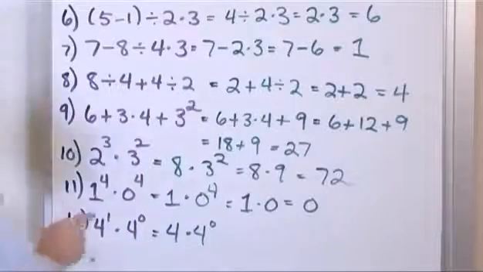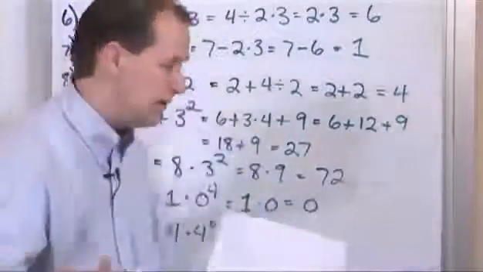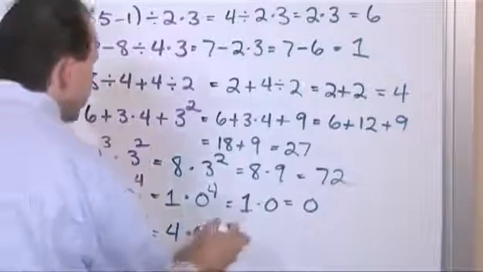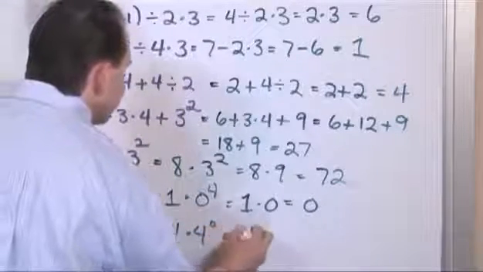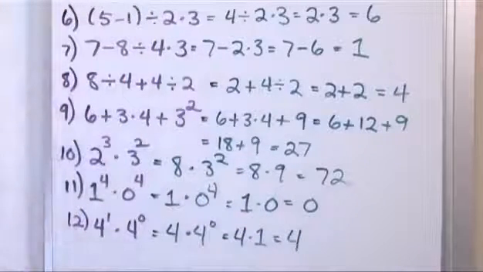Now, anything raised to the 0 power, we learned about this in the last section, by definition, it doesn't seem to make sense at first, but it's a definition, is going to equal 1. So you're going to have 4 times 1 here. And of course, you can do the multiplication at the end and get 4.